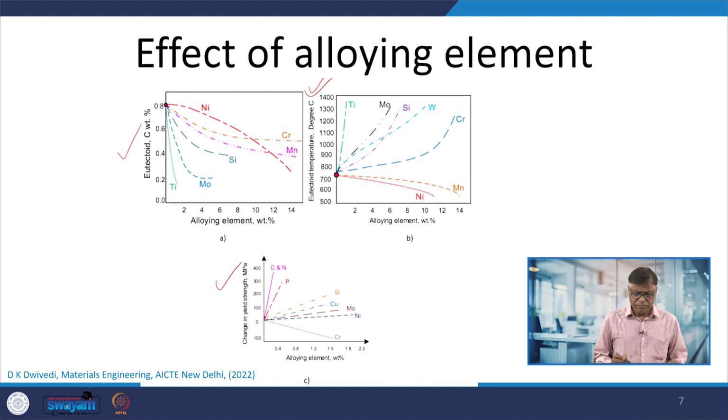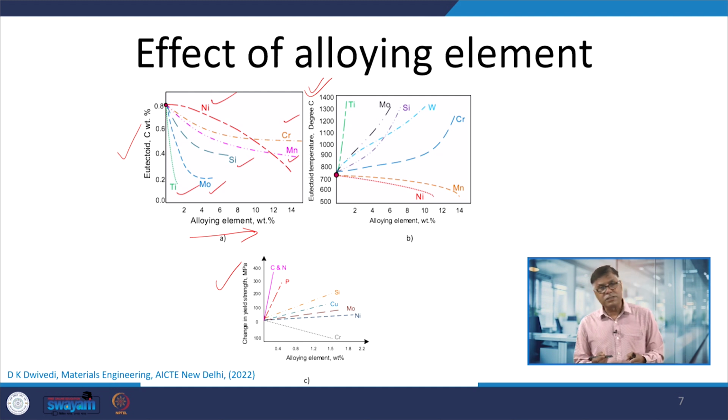Okay. So, if we see this trend, increasing the amount of alloying elements, a variety of alloying elements, nickel, chromium, manganese, silicon, molybdenum, tungsten, all these increase the carbon content required for eutectoid transformation. Means in the presence of alloying elements, the eutectoid transformation will be occurring even with a lesser percentage of carbon content. Okay. On the other hand, if we add certain alloying elements like titanium, molybdenum, silicon, tungsten, chromium, then these will be increasing the eutectoid transformation temperature.